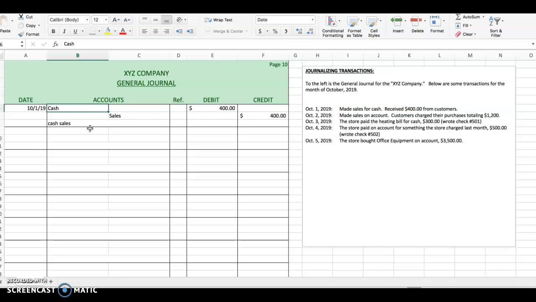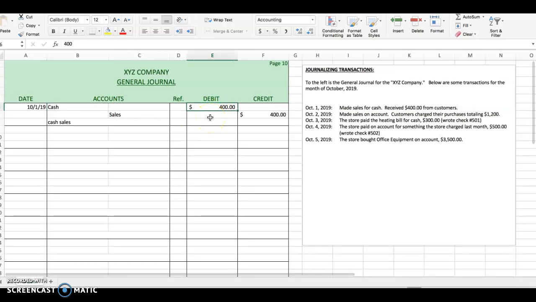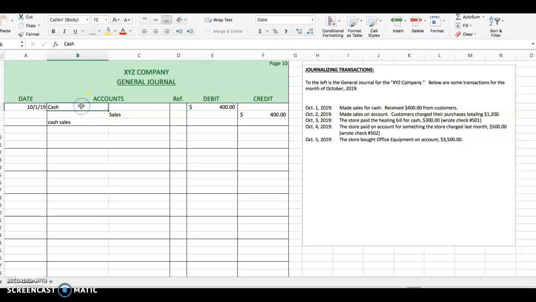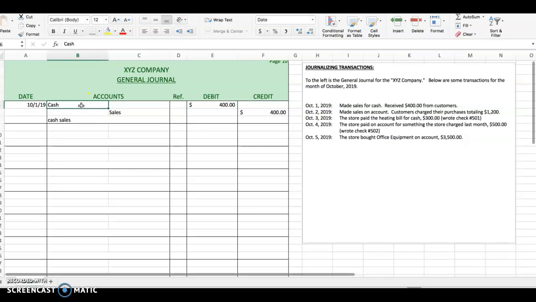Why? Because cash, we got more cash. So it is increased. And we should know from that previous video that increases are shown on the debit side. That's why we put cash here, and in the debit column we put $400. That will indicate to us that that $400 will go to the debit side of cash when we get to the next step called posting.